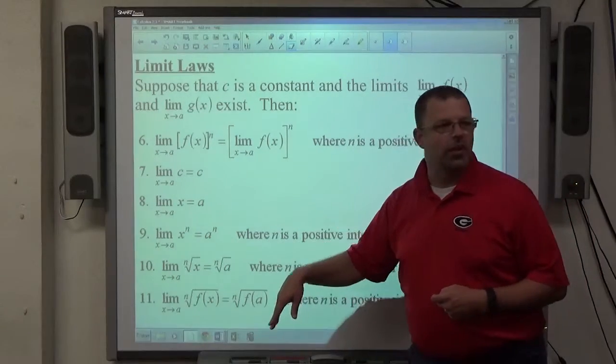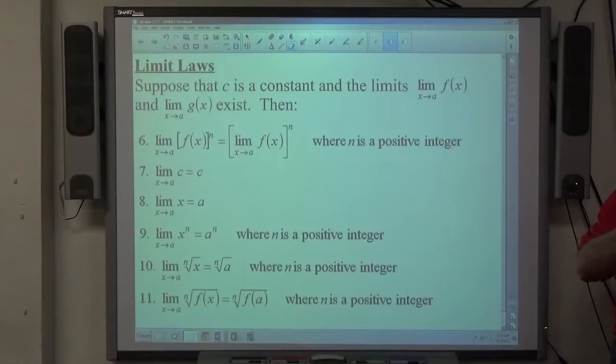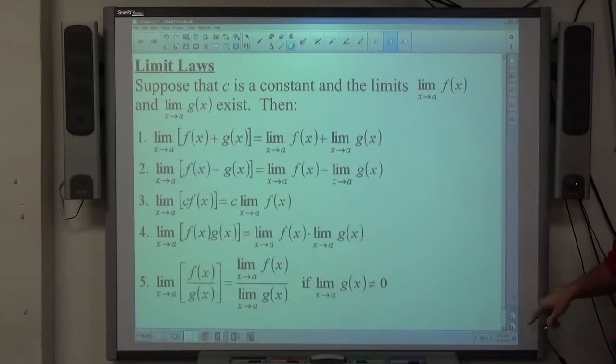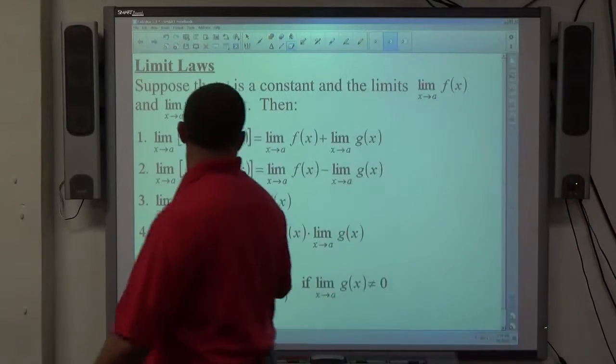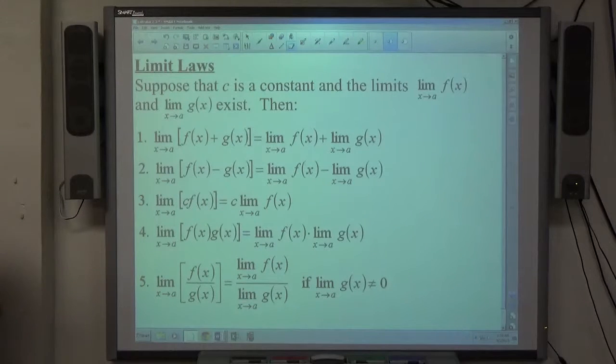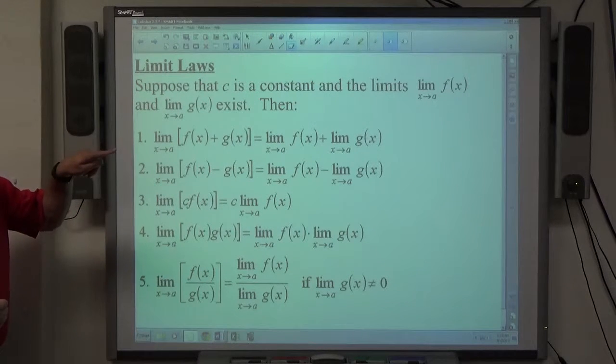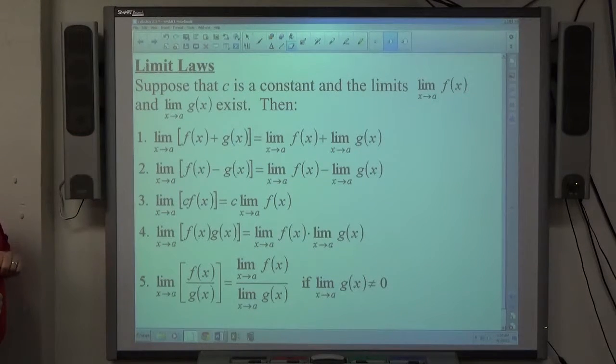well, none of these laws. But there's one extra law I didn't print. You can put it at the bottom. It's a short one. But anyway, suppose c is a constant, the limit of f of x as x approaches a and g of x as x approaches a exists. So we're assuming some stuff.